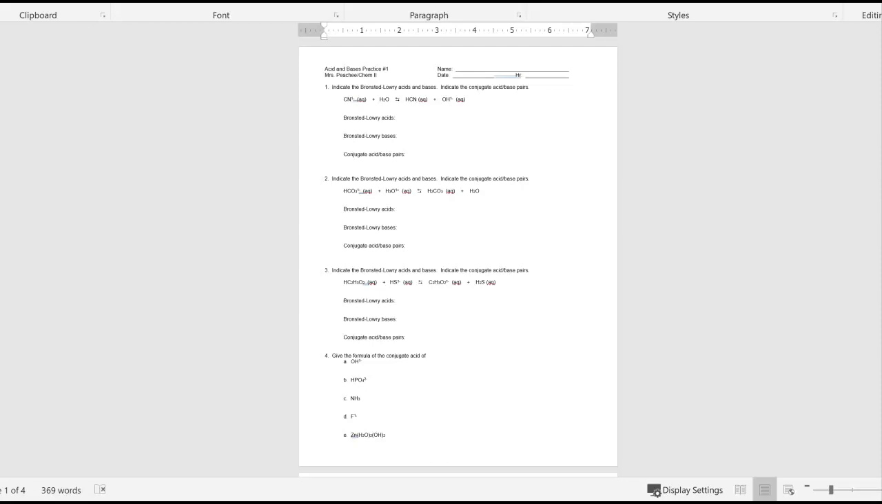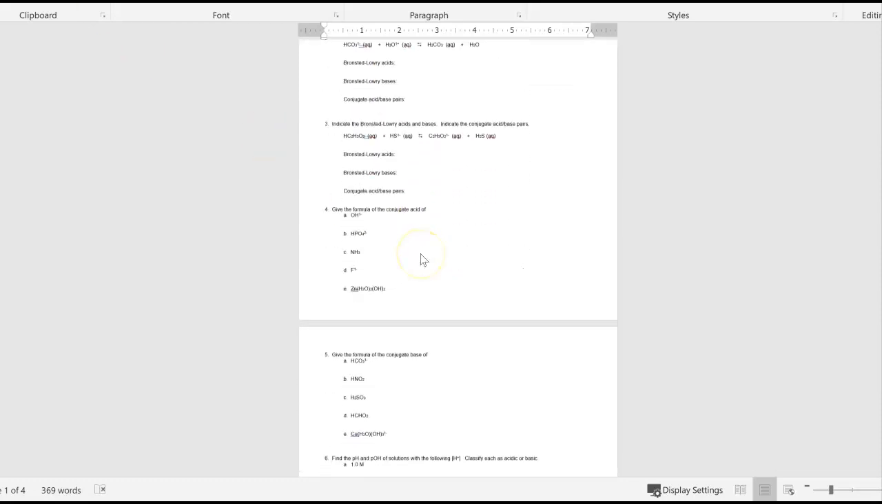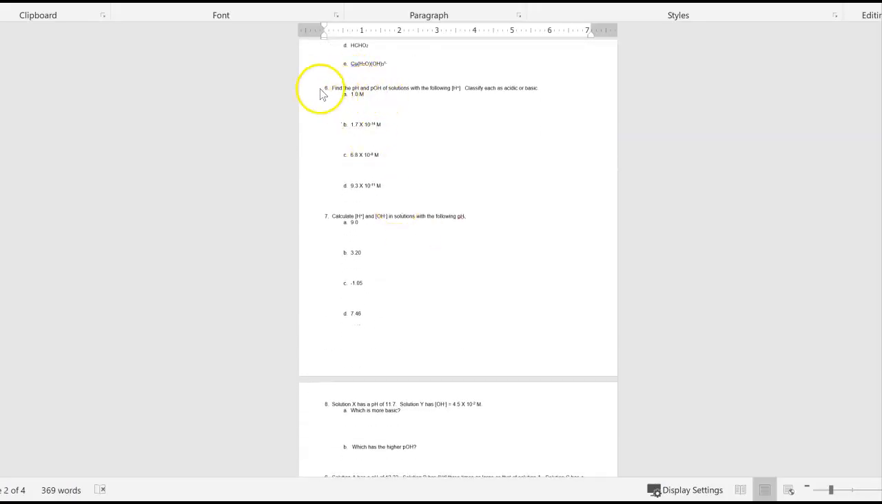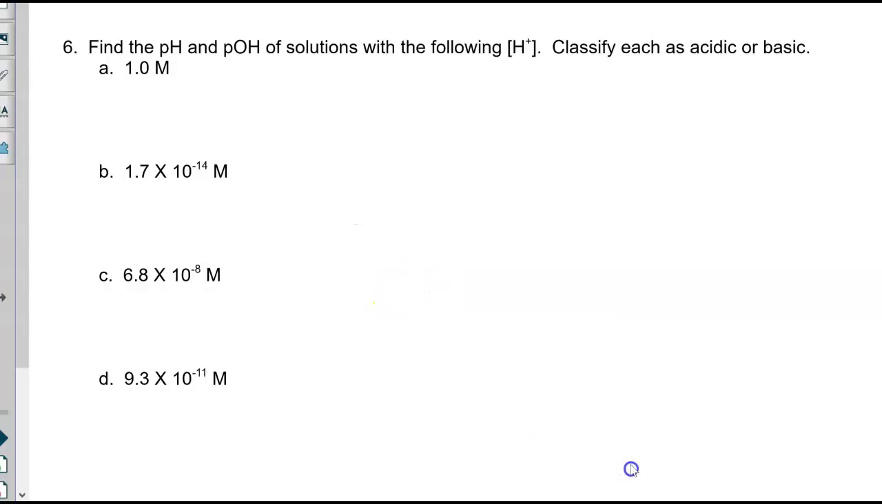Okay, these are some helpful hints for acid bases, practice number 1, starting at problem number 6. So you need to be on the second page. Here is problem number 6. Each of the next couple slides are going to talk about 6 through 9, just to give you some hints. So let me switch over to my other program.